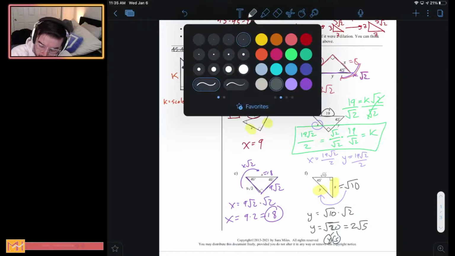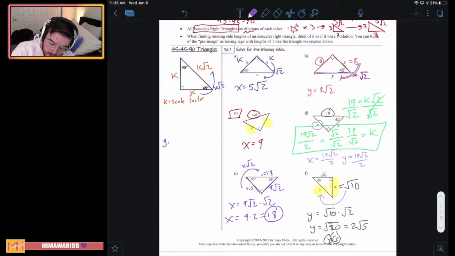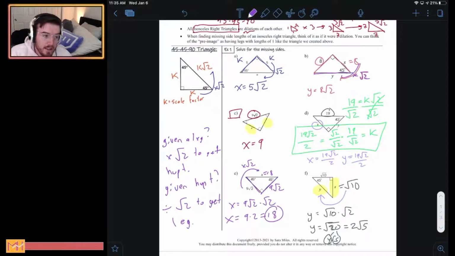Should I write that down? Given a leg, multiply by root 2 to get hypotenuse. Given hypotenuse, divide by root 2 to get the leg. Sorry, that looks sloppy, but I said that kind of slow, so hopefully you were able to write that down.